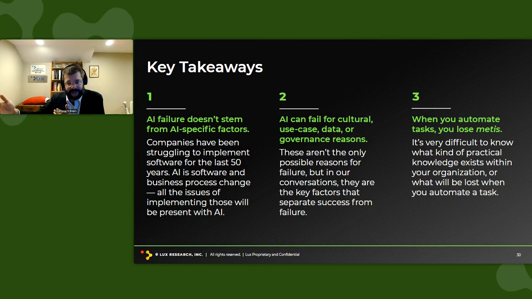So with that, I want to leave you with a few key takeaways. First, as I said, AI failure is not a function of AI-specific factors, right? Companies have been struggling to implement information technology for 50 years. This is not likely to change. I don't think there's anything structurally different about the implementation of AI compared to these other business systems. And it can fail for cultural, use case, data, or governance reasons. And before you successfully deploy AI, think about what you're going to lose, this metis, right? This practical knowledge that lives within your organization.